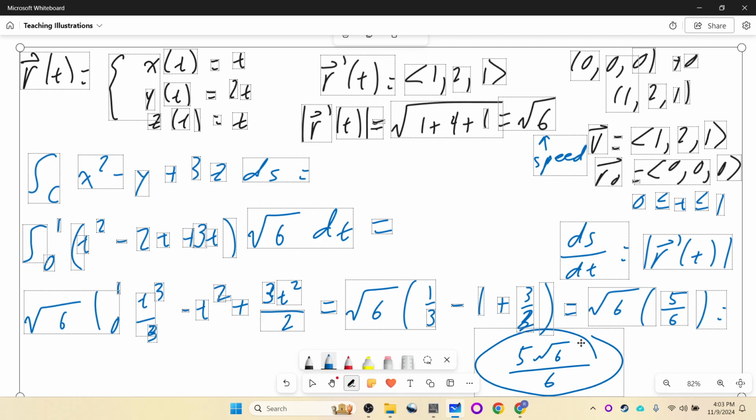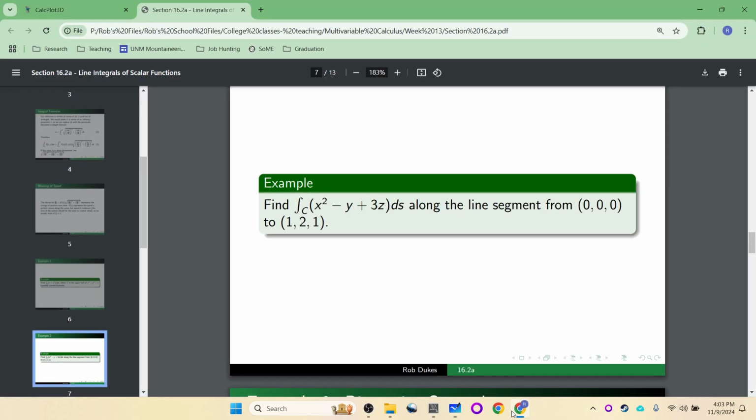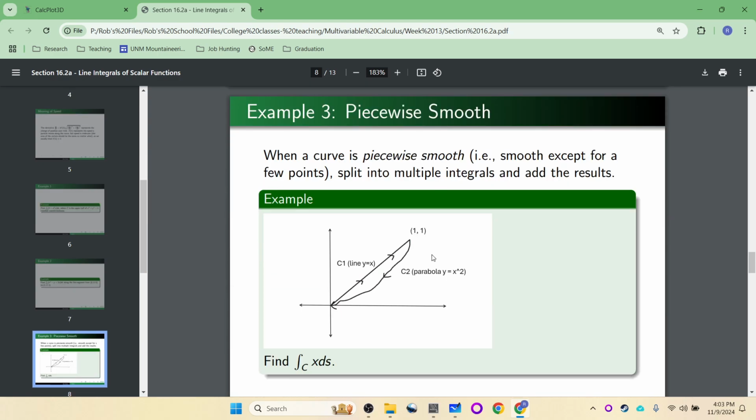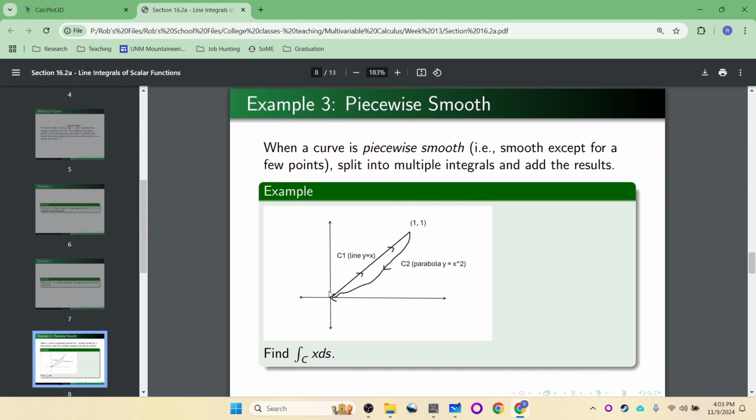All right. Let's see what's next. When a curve is piecewise smooth. So what does piecewise smooth mean? Well, it means that it is smooth most of the way, but there are a couple exceptional points. And we've said the definition of smooth is that the parameterization, if you want a single parameterization for the whole thing, would have to be 0 at these points. So instead of doing that, we're just going to do two separate parameterizations. Do the first one, then do the second one, and add them up.